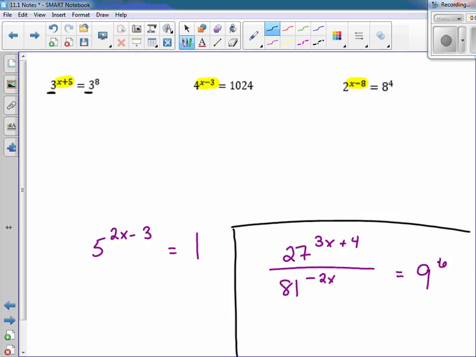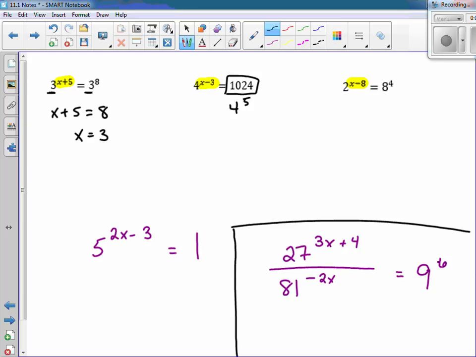So since we have a base of 3 for both of these, then x plus 5 has to equal 8. If we solve that equation, we subtract 5, x equals 3. No problem. Well, I'm going to give you a lot of these questions on a worksheet, and so what if the bases aren't the same? So in this case, I have 4 to the x minus 3 power equals 1,024. Well, 1,024 isn't 4 to some power, or is it? All the ones I give you today can be rewritten with the same base. So 1,024 is actually 4 to the 5th power.